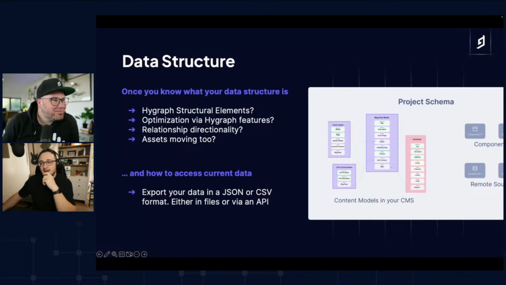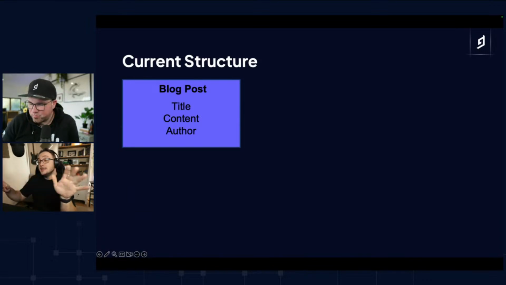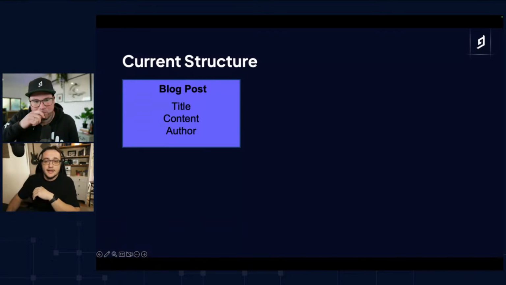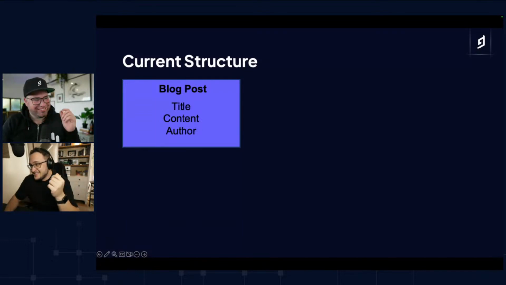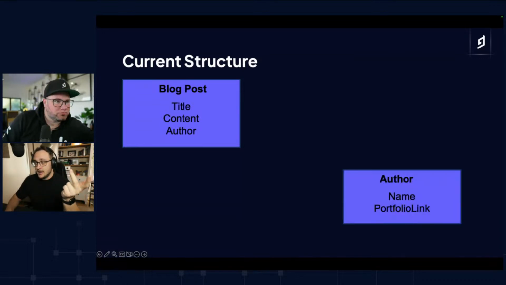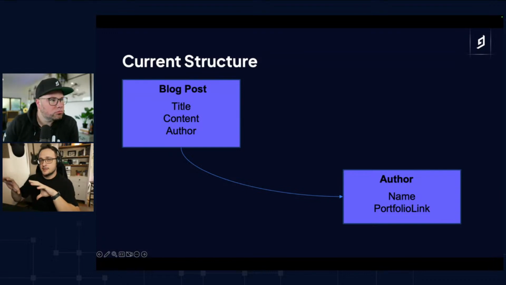Cool. All right. Now, here's what we're going to do today. We're going to move a blog post website from an unnamed system that Tim might have dropped in just now to Hygraph. And the structure is basically we have a blog post that has a title, content, and an author. And we have the author model that has a name and a portfolio link. And they're connected by a reference from the blog post to the author. Right? This is our current situation.